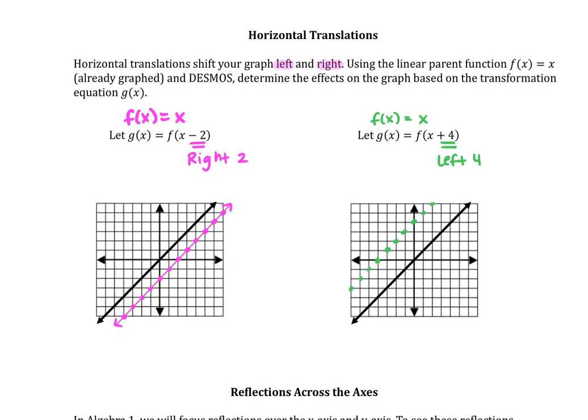Again, similar to that point slope, when it's inside those parentheses, it's moving opposite the direction that we think. So my original function is the black one, and my new function is the green one. And you can see that it shifted left 4. All of these translations, you notice that the slope of the line did not change at all. It was just basically my y-intercept that changed.